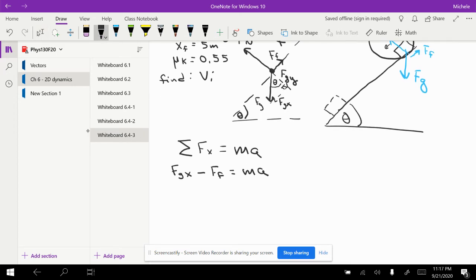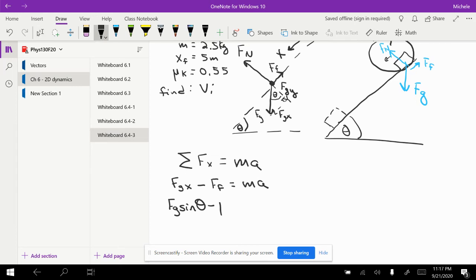And remember, my Fgx here is opposite theta. So I'm going to say that this is Fg sine theta minus the force of friction, which is always mu k for moving, times the force of the normal, is equal to ma.